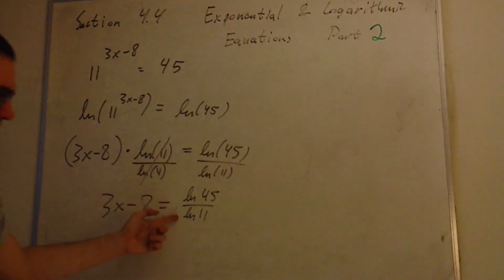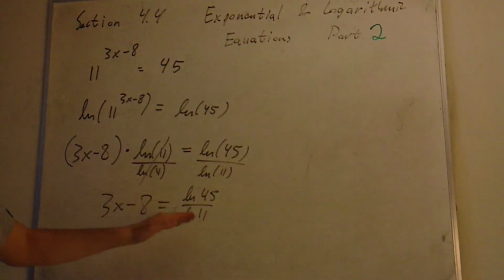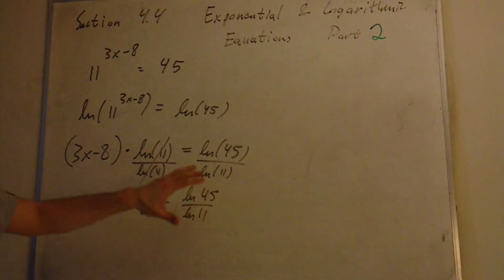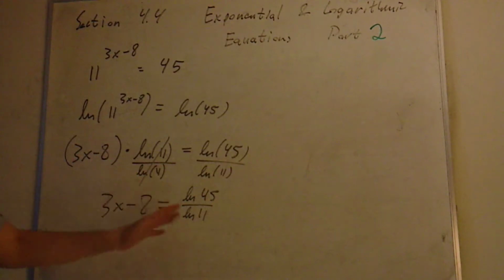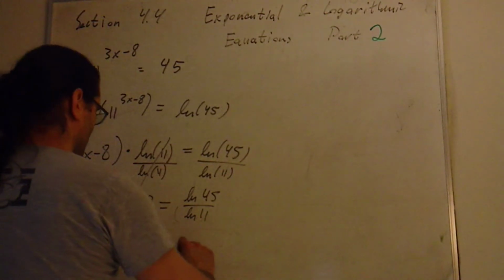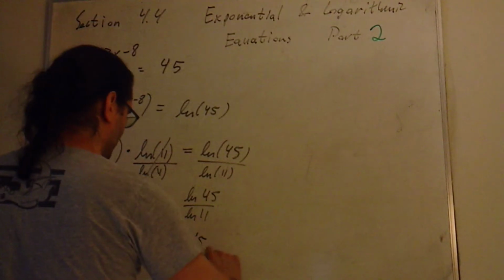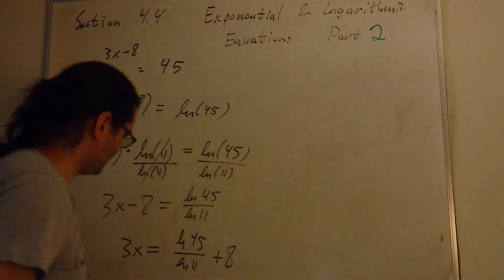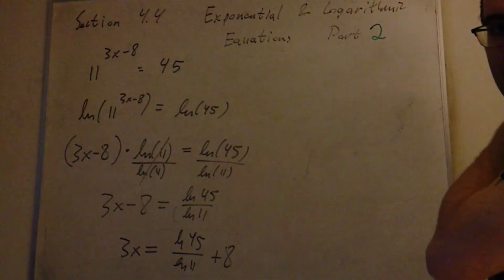Again, it's tempting to want to simplify this somehow. Do not. It does not simplify. There's no easier way to express this value. It's just ln 45 over ln 11. Then we add 8 to both sides and we get 3x equals ln 45 over ln 11 plus 8. And then we divide by 3 and we're done.